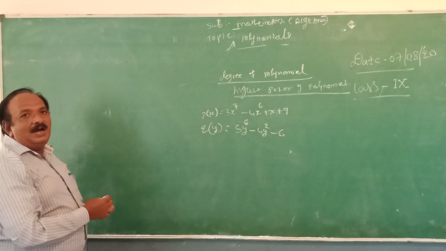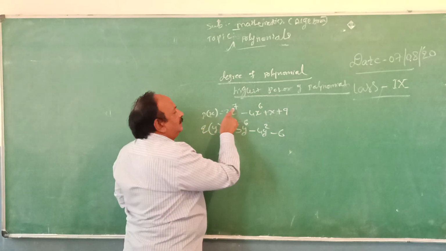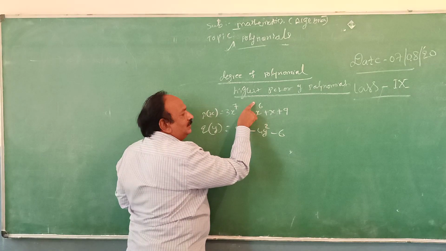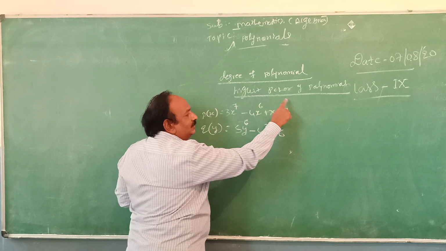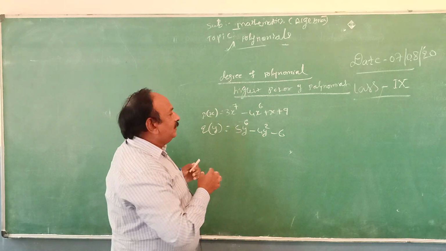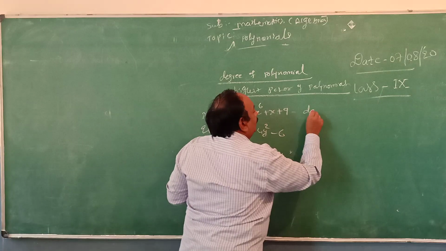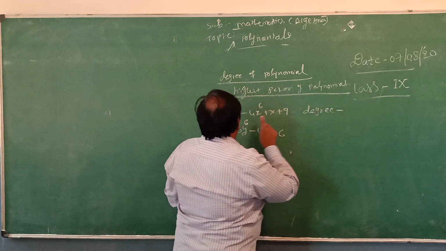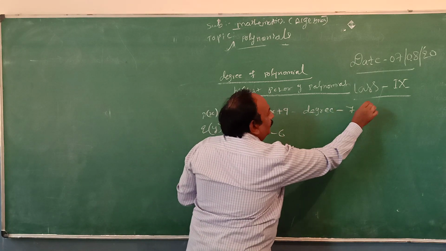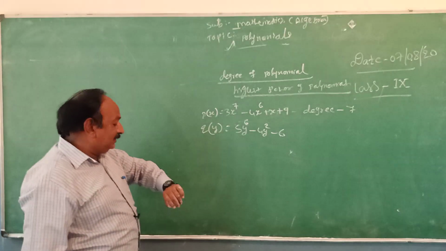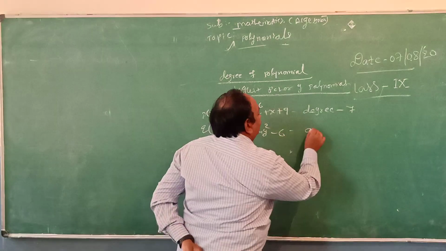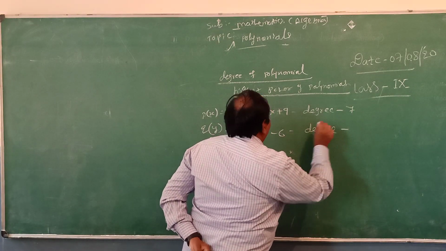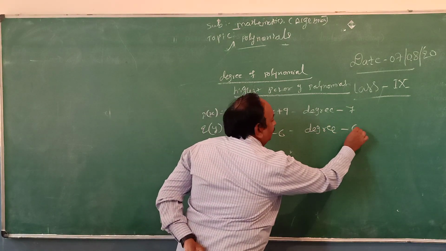Highest power. What is this here? 7. Here is 6. Here is 1. Here is 0. I will discuss afterwards. What is the degree? Degree of the polynomial is 7. Then what is the degree of the other polynomial? The degree of the polynomial is 6.